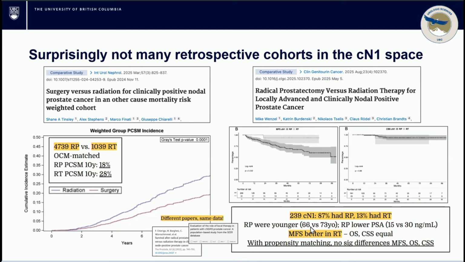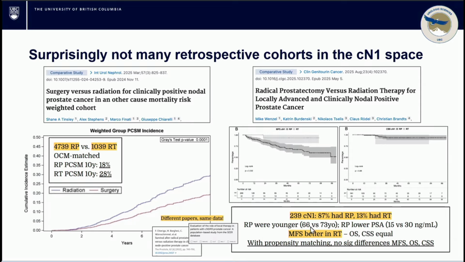On the right, you have a German cohort, smaller, from Wenzel and colleagues, also in 2025. And in this group, there's a 230-person sub-cohort of clinically node-positive patients. 87% of them had radical prostatectomy and 13% had radiation therapy. And they found that the metastasis-free survival was better in the RT group, even though the RP group was on average younger with lower PSA.